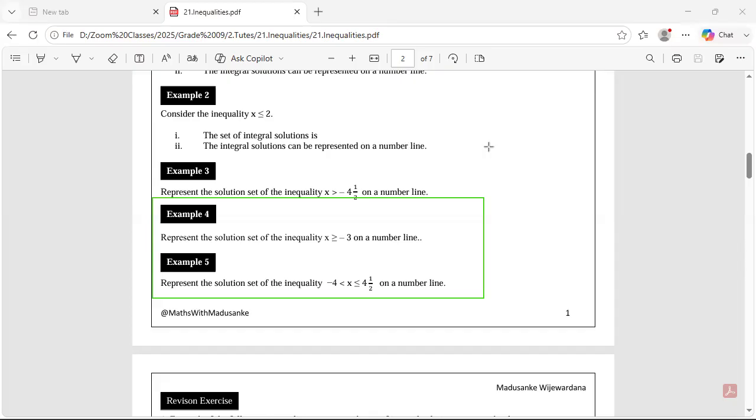Both of the questions are asking for the solution set, all possible solutions.